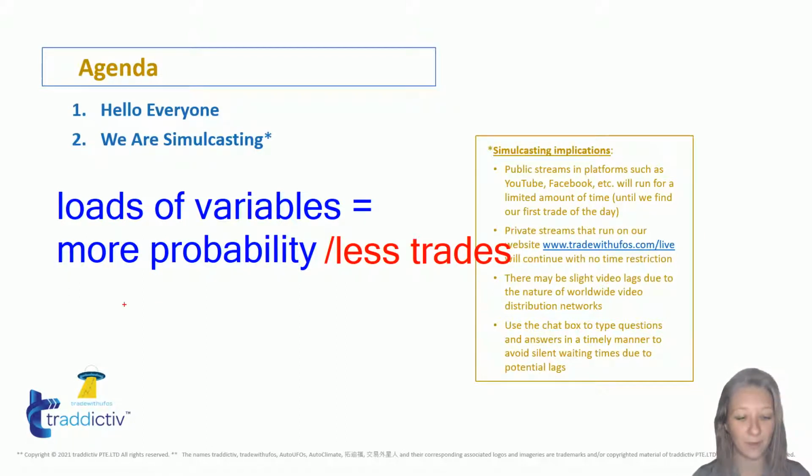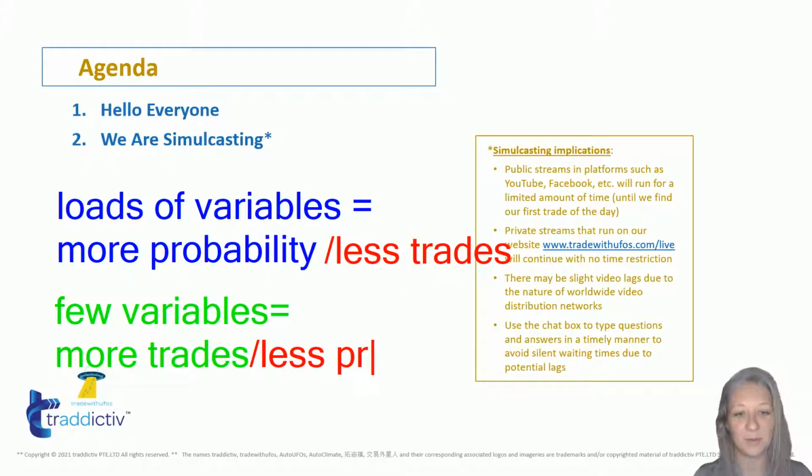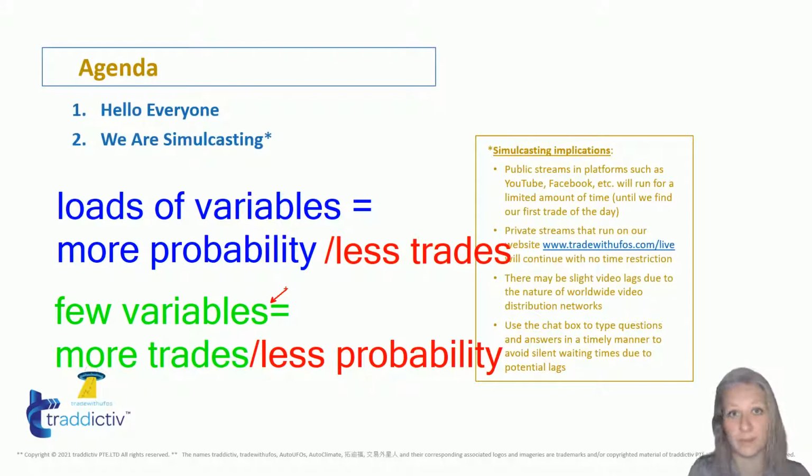If you have very few variables, and that can be whether it's what we do or other variables that you add in or something you've already done, it doesn't matter, you will have more trades, but less probability. So when we're scanning through trades with very few variables, we could be looking through loads of trades, putting on loads of trades, and we've got loads of trades out in the markets, but they're less likely to work, which means we have to be okay with losing more often.